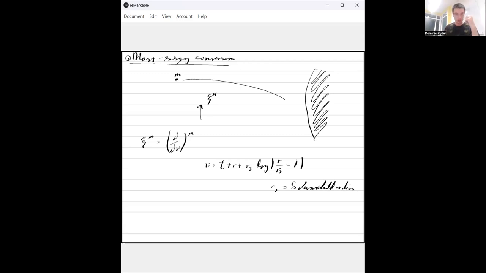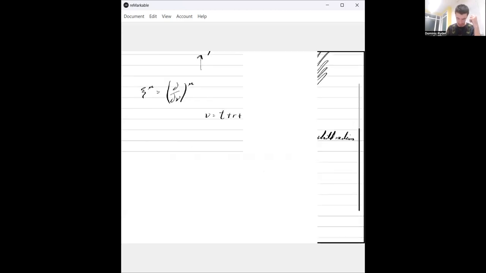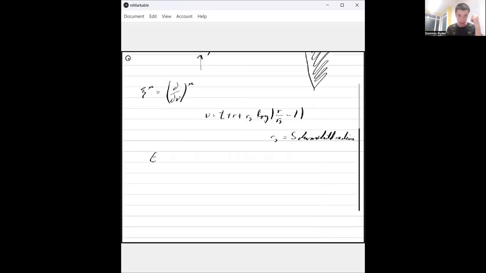Okay, so this is going to induce a quantity where E = -m xi_mu u^mu, where u^mu is the four-velocity.